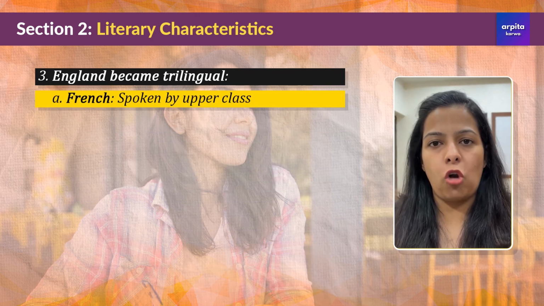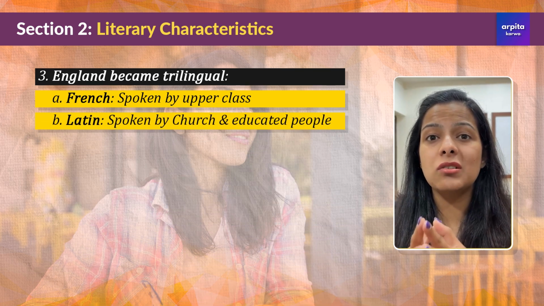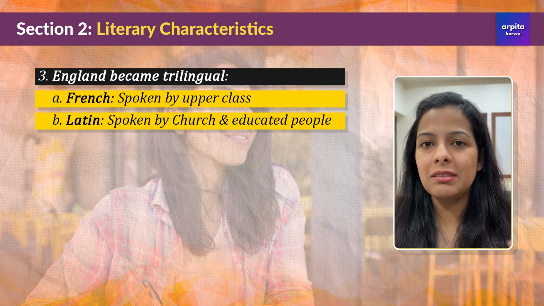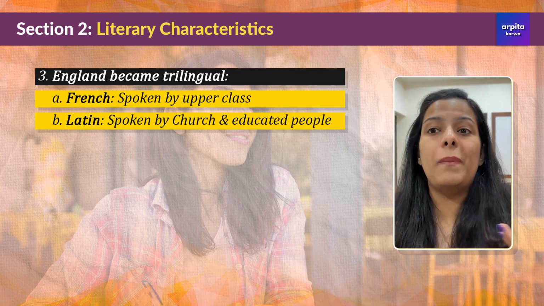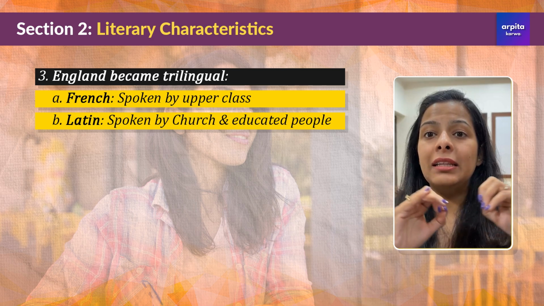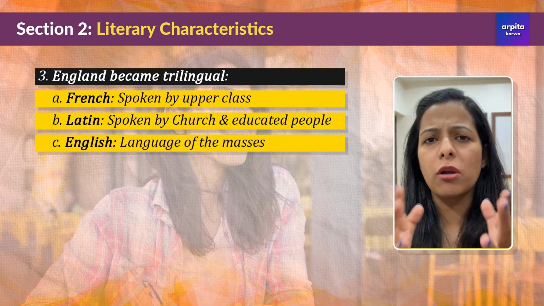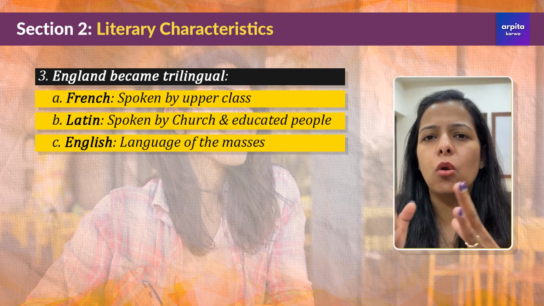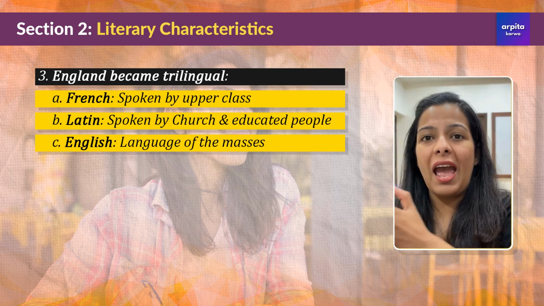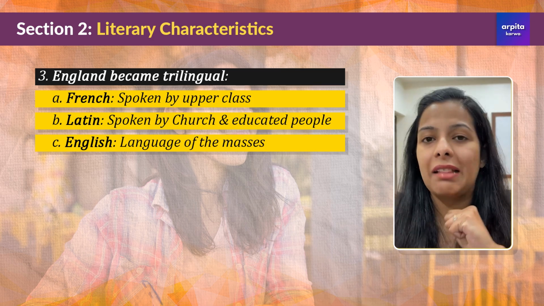The upper class spoke Norman French, which was the language of the aristocrats. The church and the educated scholars used Latin because it was more refined, and just like we have Sanskrit, similarly, Latin was considered to be a better language than Anglo-Norman or Anglo-French. And then we had the common people. They continued to speak English, normal Anglo-Saxon English. So you can see Norman French, Anglo-Saxon language, and then we have Latin. So these were the three languages that were spoken in the country at that time.